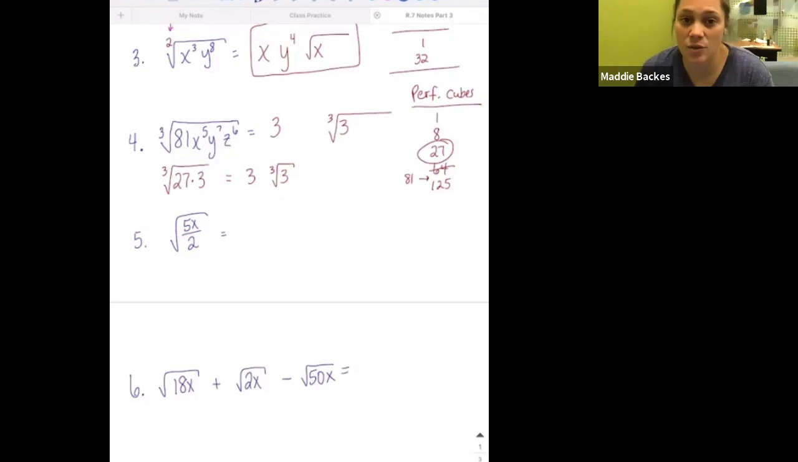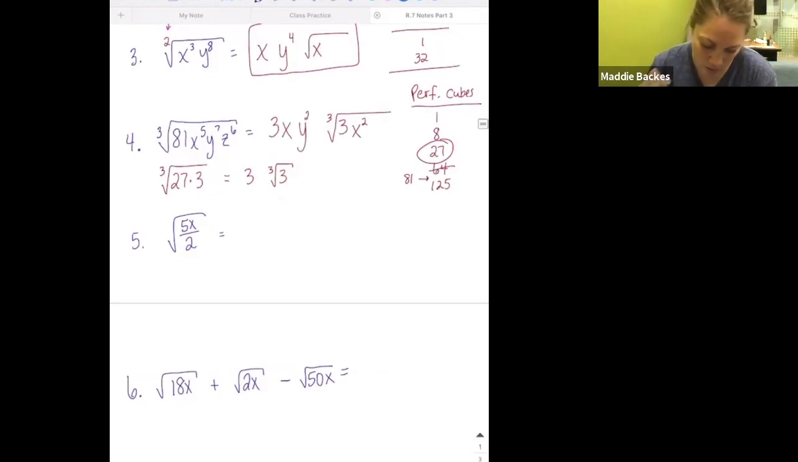So let's start with the x's. We have 5 x's. 3 goes into 5 one time, so we're going to pull out 1 group of x's, and there are 2 x's left over in the radical. y to the 7th. 3 goes into 7 2 times, so I'm going to pull out y squared, and there's going to be 1 y left over on the inside. And z to the 6th, 6 is divisible by 3, so 6 divided by 3, we get 2. So we have z squared on the outside and no z's left on the inside.